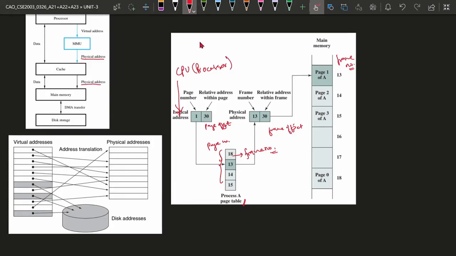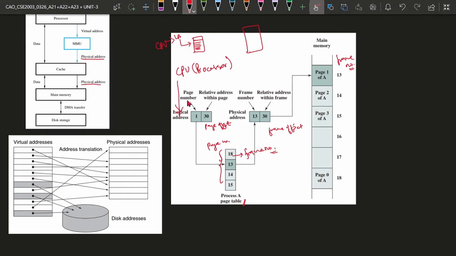So we are basically going to have a page, and this is the main memory. The CPU will be generating the address, that will be the logical address. It will be related to the page number, and with respect to this page number, it will be calling for this page number.